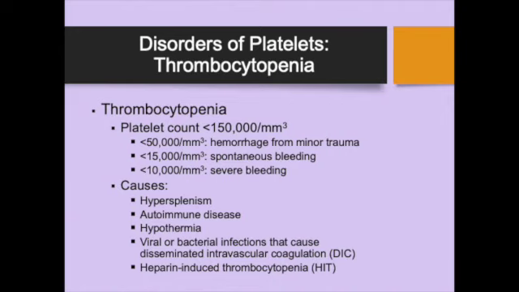Spontaneous bleeding starts to become an issue when it drops below 15,000, and severe bleeding can occur, and you can be at very high risk at a platelet count under 10,000. So what can cause these things to happen?